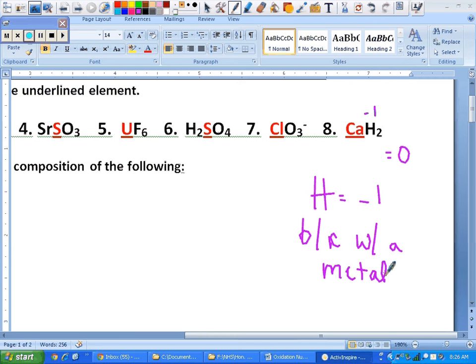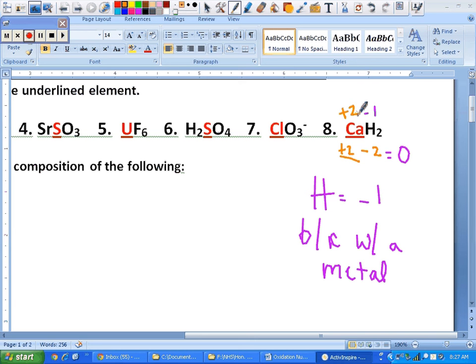So now, what is that mathematically going to bring down to be? -2. What does this have to be to make sense? +2. Now, we honestly could have figured this out. Why? Because what group is calcium in? 2. Okay. What do metals' charges come from? Group number. So does it make sense how you could have done this without even knowing what hydrogen was? But it has to make sense.